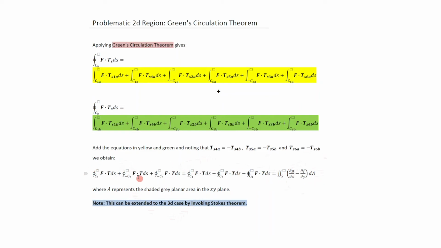So this is more or less the formulation of Green's circulation theorem in the event that you had, in this case, 2 problematic points. Note, you can extend this to the 3D case by invoking Stokes' theorem. So instead of having a surface that's planar, there'd be a surface which is curved. But you could have problematic points lying on a curved surface, so more or less you'd be invoking the same sort of arguments and basically showing that Stokes' theorem can still be applied, even if there are problematic points on the surface.